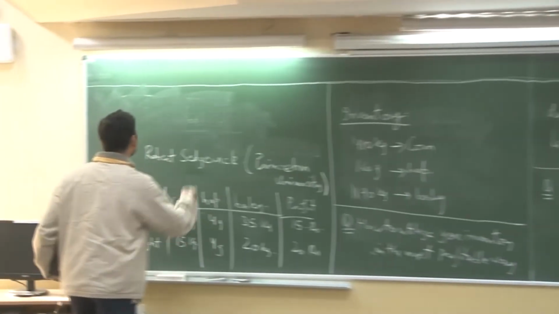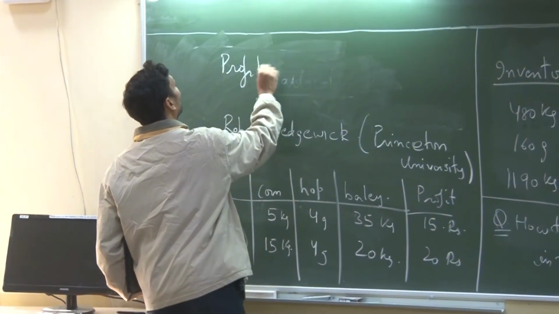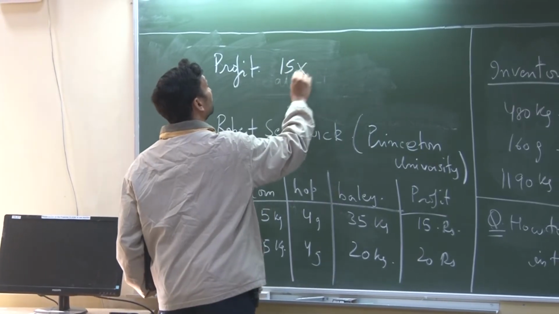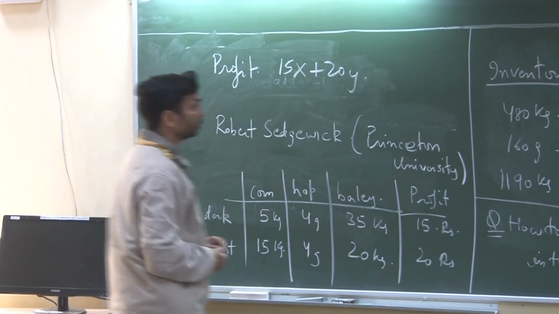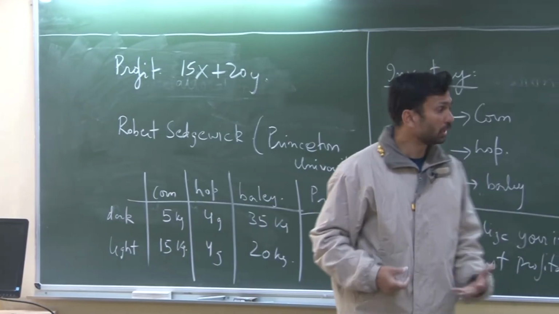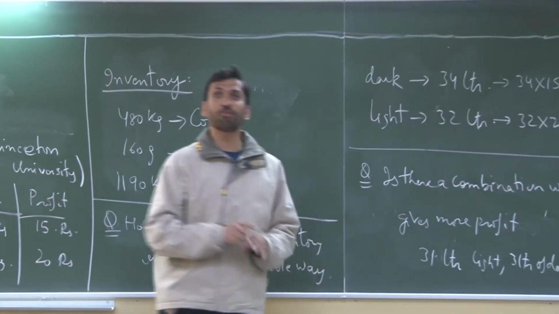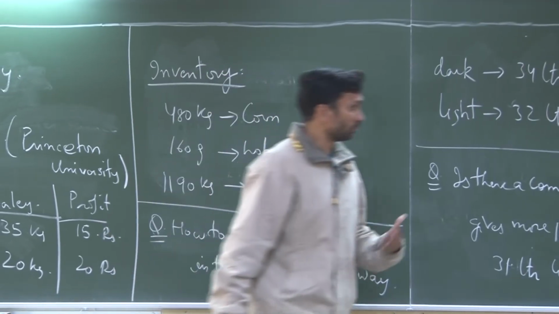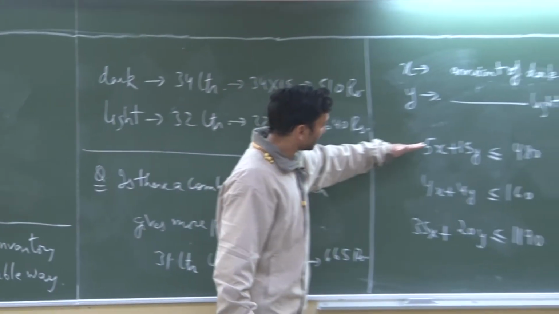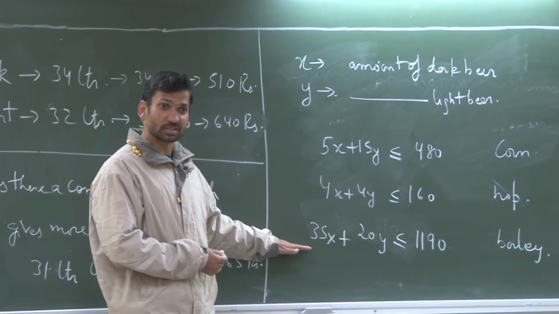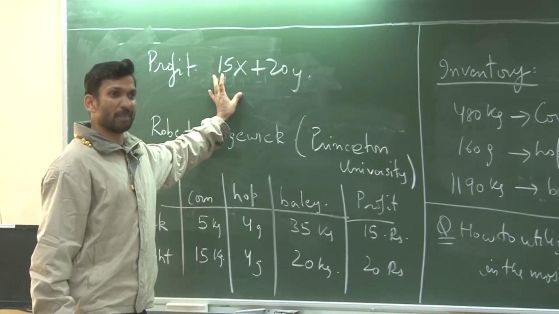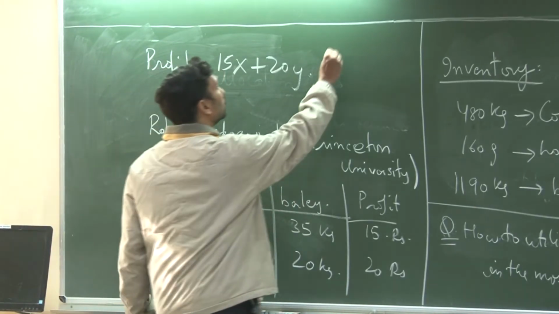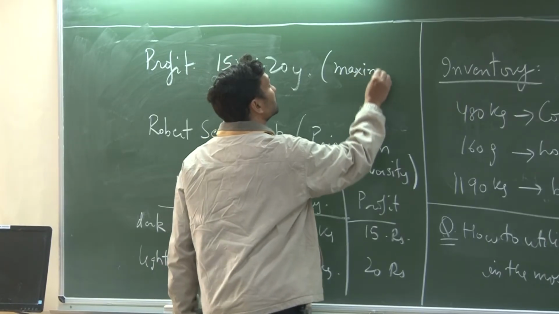And then the amount of profit is 15x plus 20y. Okay, great. Now we have been able to formulate our problem in terms of variables as a mathematical equation. What is our problem? We want to make sure that our x and y satisfy these conditions. Look at all x and y which satisfy these conditions such that this quantity is maximum. So we want to maximize this quantity.